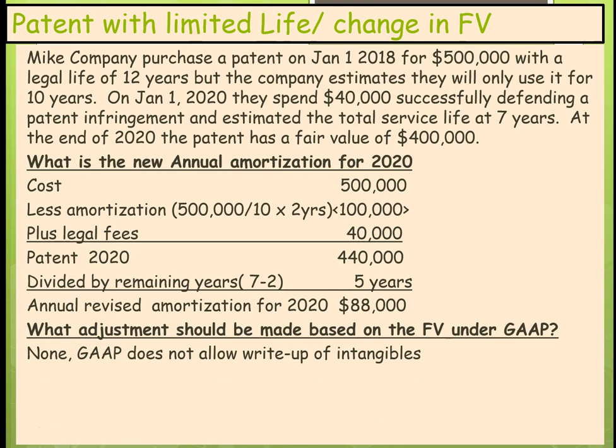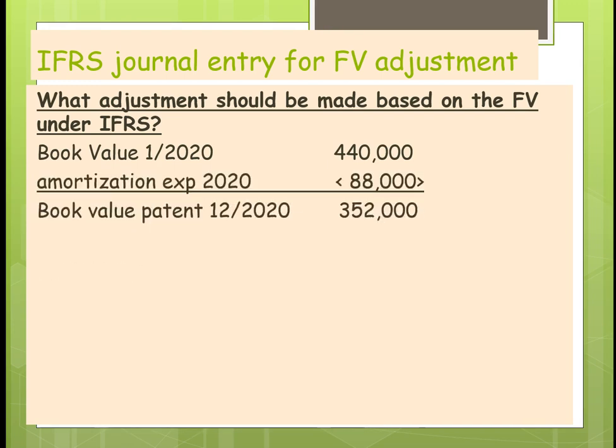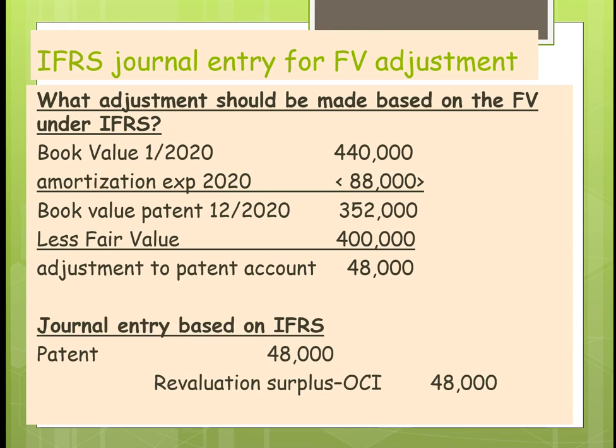Now, what about under the international standard? Under the international standard, what we would do is take the book value at 120, amortize expense for 2020 is the $88,000. So now we have a book value for the patent of $352. We would subtract that from the fair value, which means we can write it up by $48,000. And so this would be our journal entry. Patent would go up by $48,000 and revaluation surplus would go to other comprehensive income.